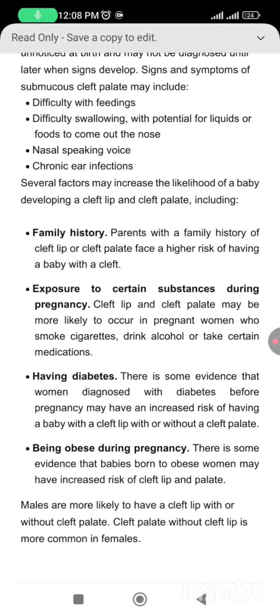And the last one is being obese during pregnancy. There is some evidence that babies born to obese females may have increased risk of cleft lip and palate. Males are more likely to have a cleft lip with or without cleft palate. Cleft palate without cleft lip is more common in females.